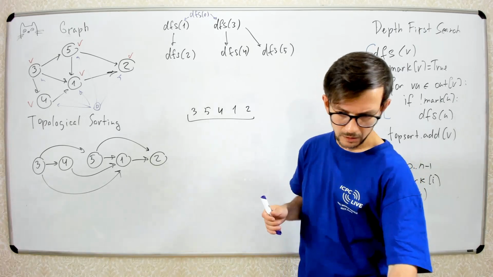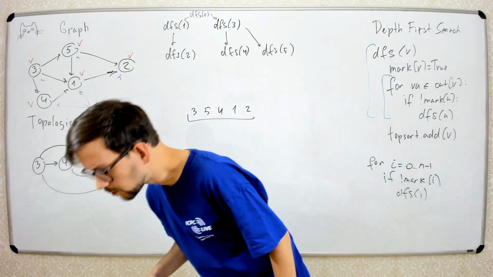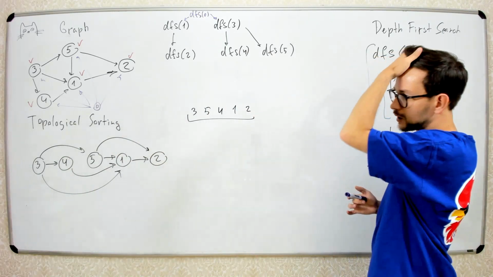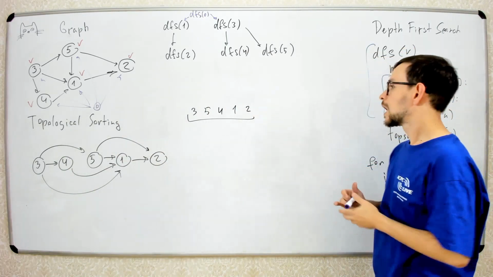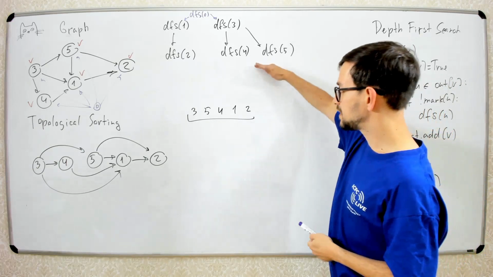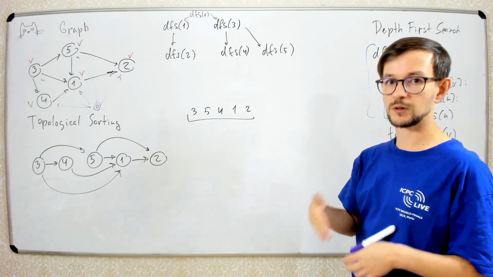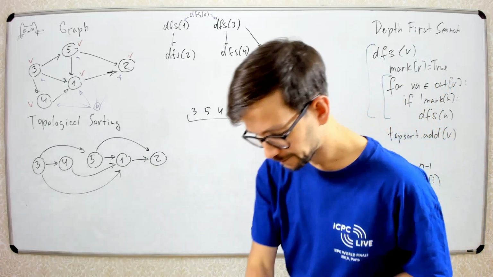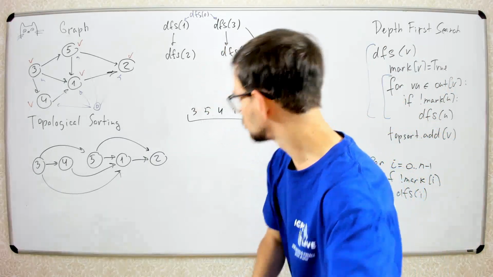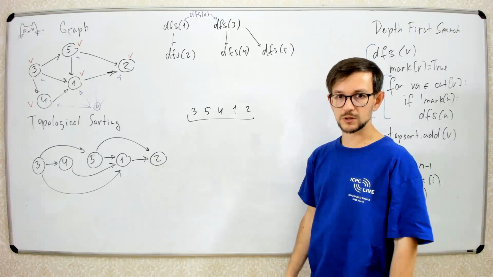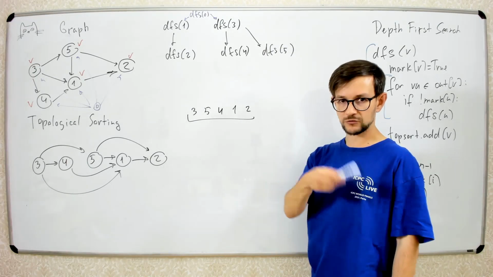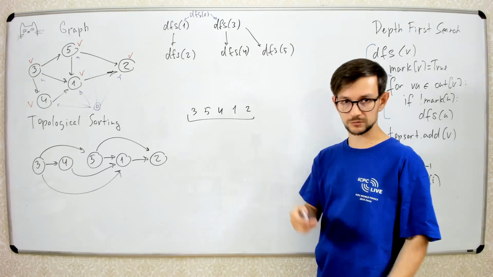Okay. Do we have any more time? Oh, we have a lot of time. Cool. Let's prove it. I claim that if you do it like this, then as the output you will have some topological ordering. Let's prove this. How to prove that something is a topological ordering? You need to prove that all edges go from left to right. So let's take some node.